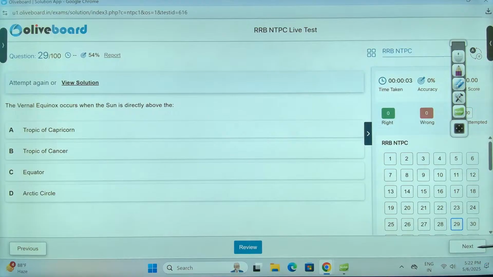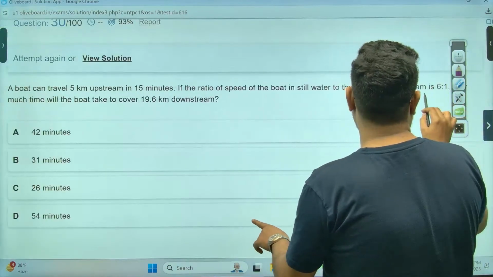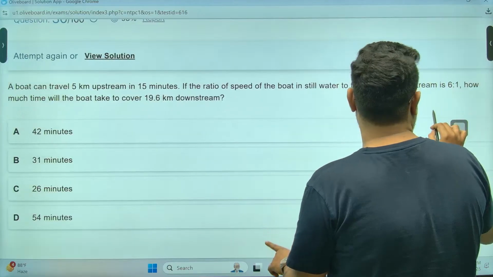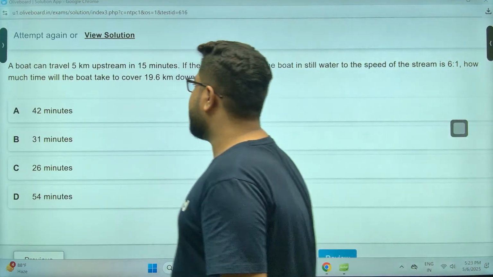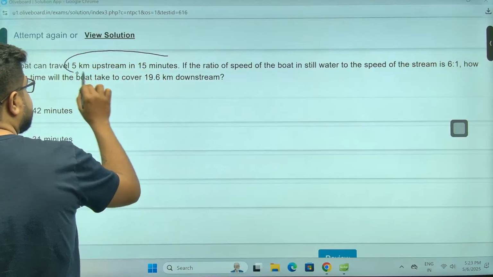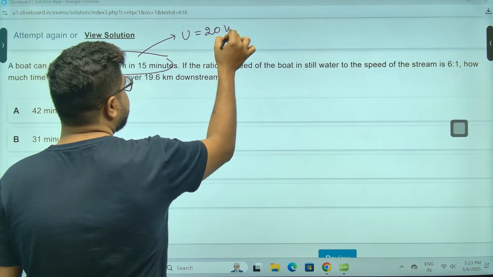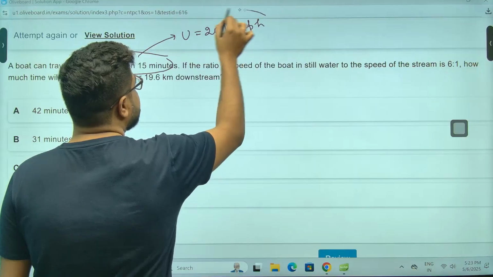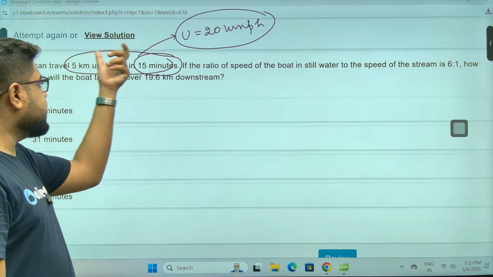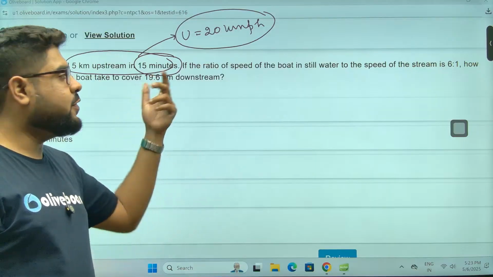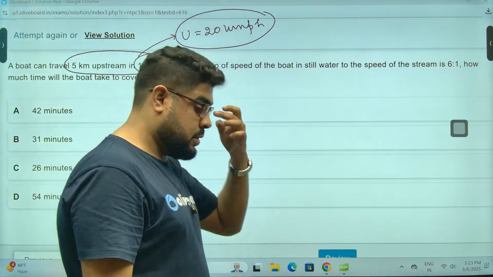That is done too. A boat can travel 5 kilometers in 15 minutes. Upstream speed we can figure out: this will be 20 kilometers per hour. You will ask, why? Because 15 minutes means 1/4 of an hour. Distance divided by time gives you speed. 5 divided by 1/4 means 5 into 4.